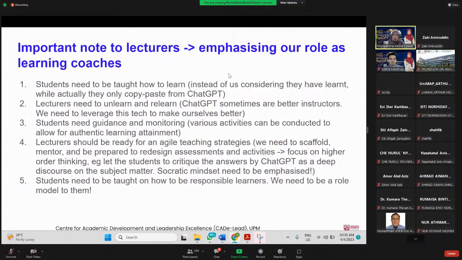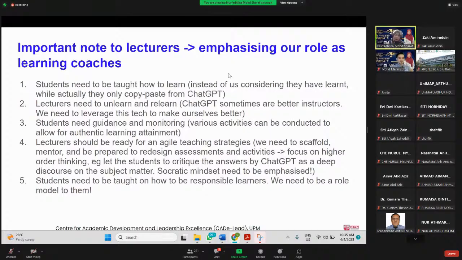Instead of us considering and assuming they have learned, maybe they actually copy pasted. So we as lecturers need to also unlearn and relearn because maybe ChatGPT can come up with better instructions compared to us. So what is our role? We should become better mentors, guide them, monitor them. And we need to also be ready for agile teaching strategies.